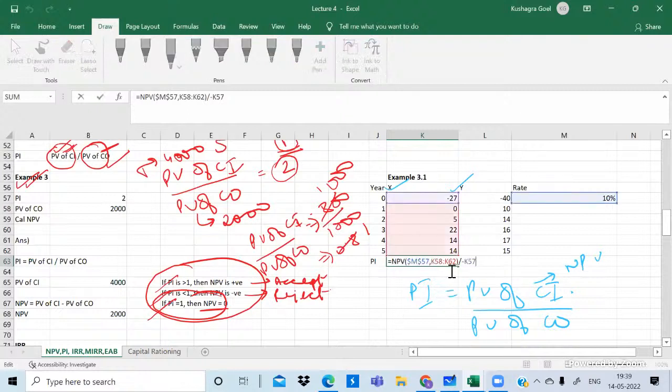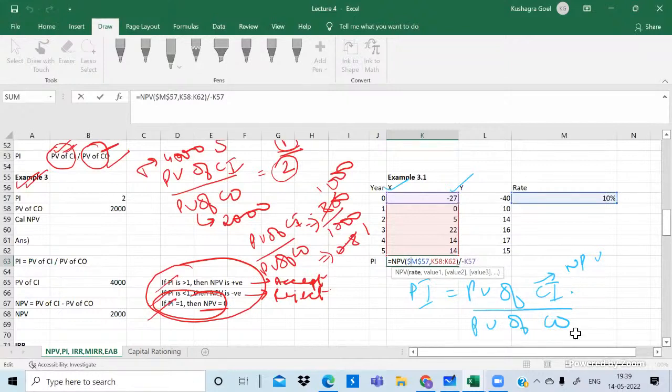Okay. So let's look at the numerator. I'll write equal to NPV. I'll insert the bracket and then I'll have to insert these numbers. So the rate, what is my rate? Rate is 10%. Then I'll enter the numbers from the first year to the fifth year. That's 0, 5, 22, 14, and 14, which means K58 to K62, and I'll close the bracket. So this part, which is equal to NPV from the opening of the bracket till I close the bracket, this will tell me what is the value of these 5 numbers at 10%.